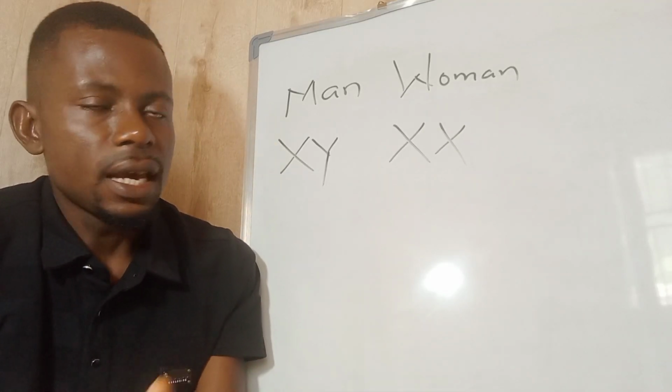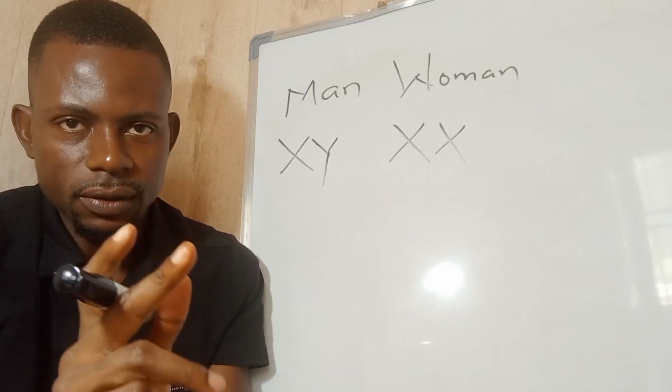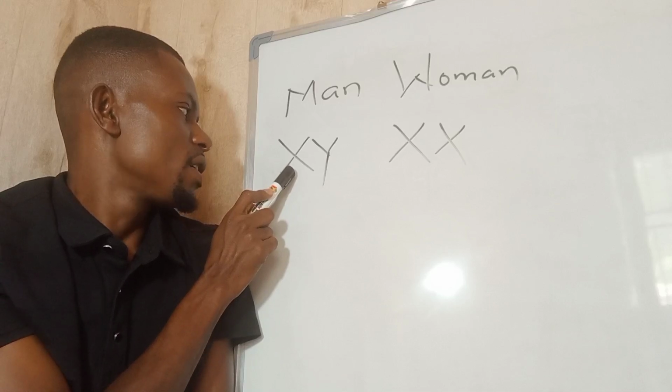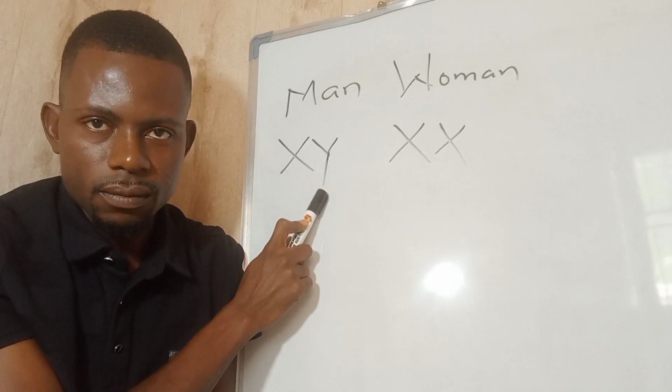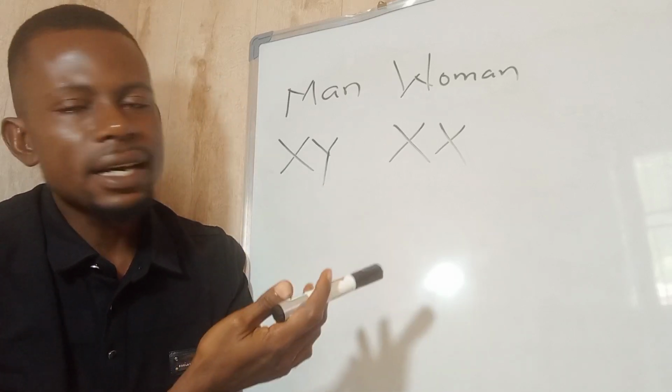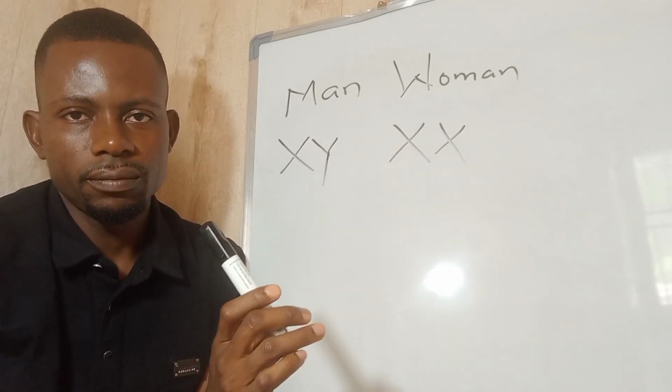What it simply means is that every man has two types of sperm cells. The sperm cell carrying the X chromosome and the sperm cell carrying the Y chromosome. While all the egg cells in a woman carry the X chromosome.